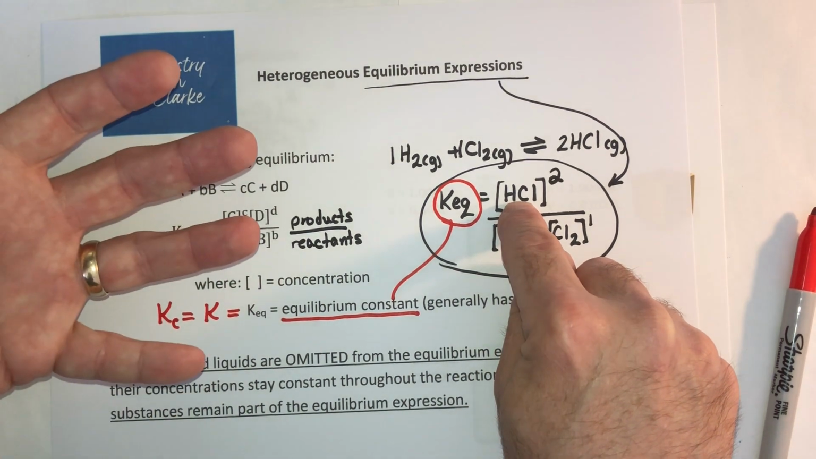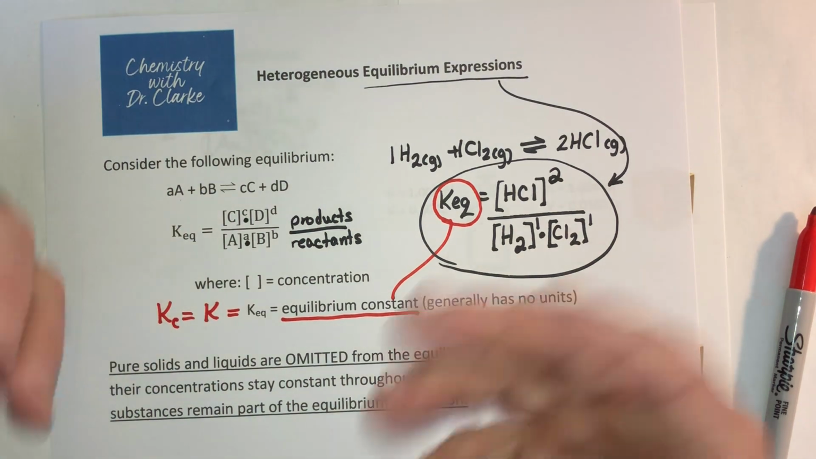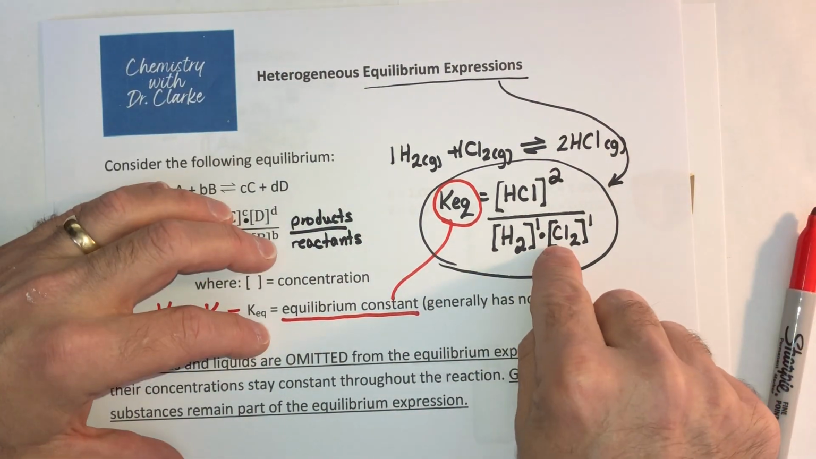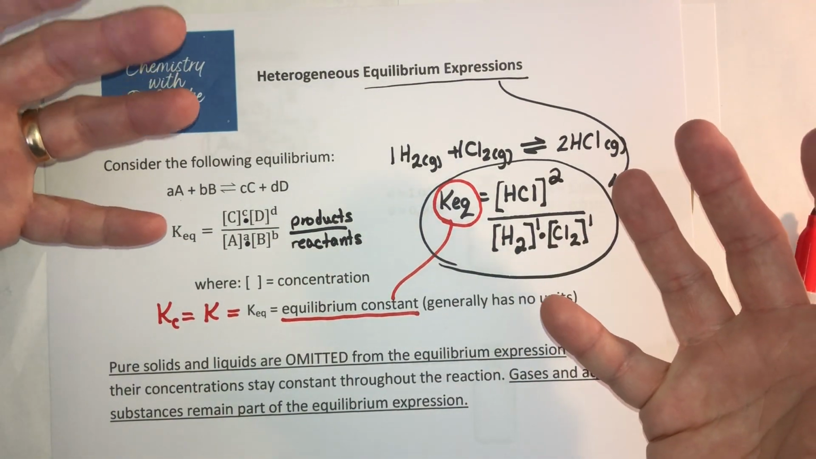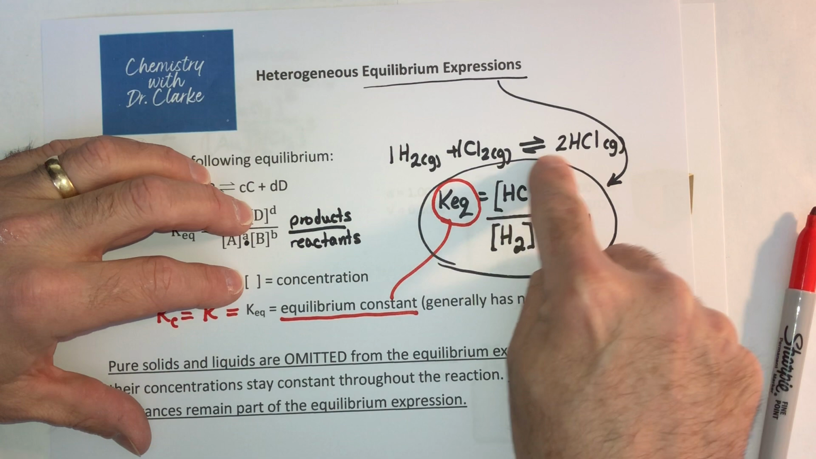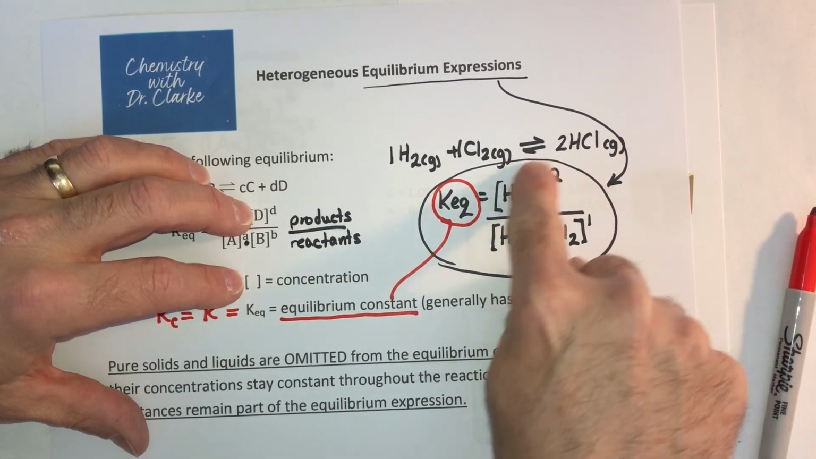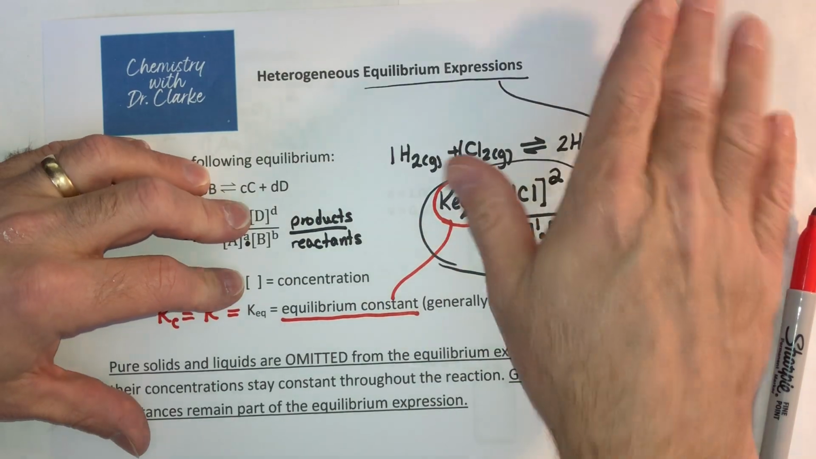It's variable. The concentration of H2 can change. It's variable. The concentration of Cl2 can change. It's variable. We like to have things over here that are variables. Think math class, like x's and y's. They can have all kinds of different values. And we like to have our constant over here.